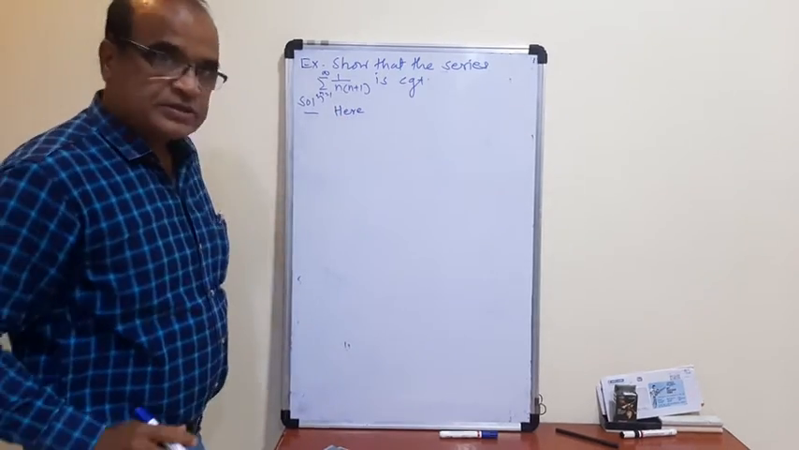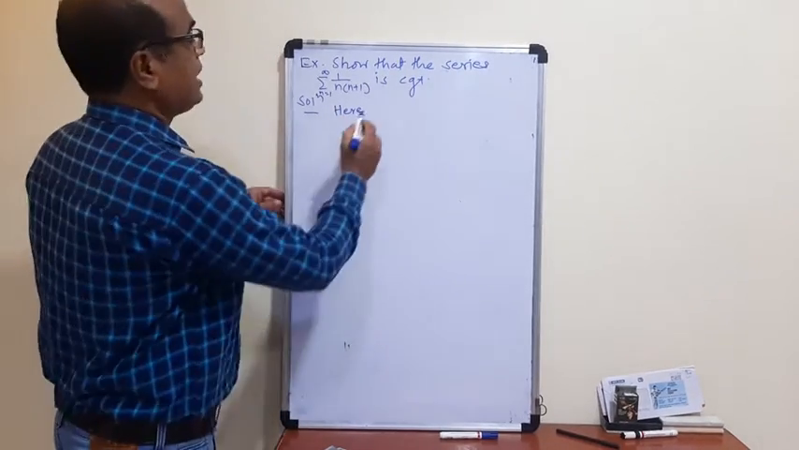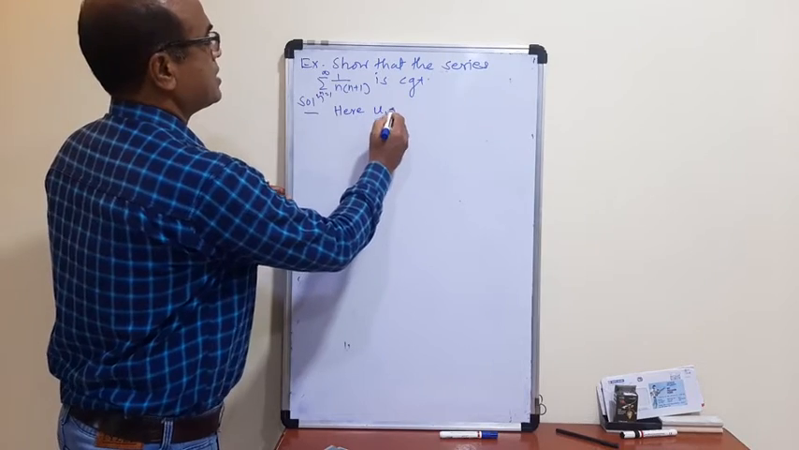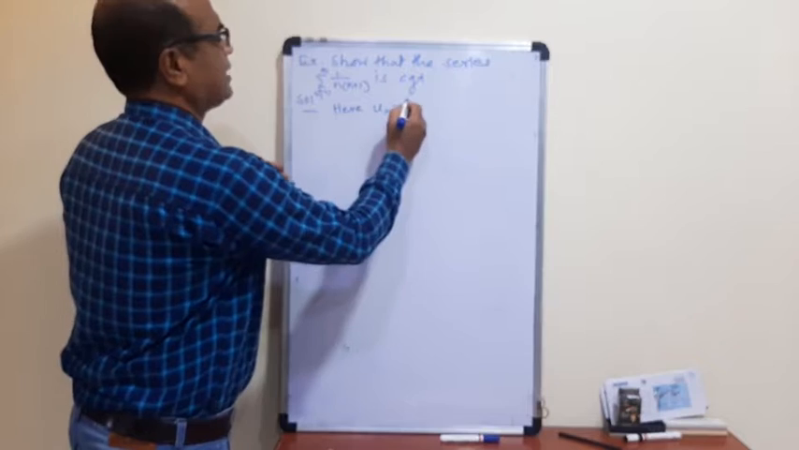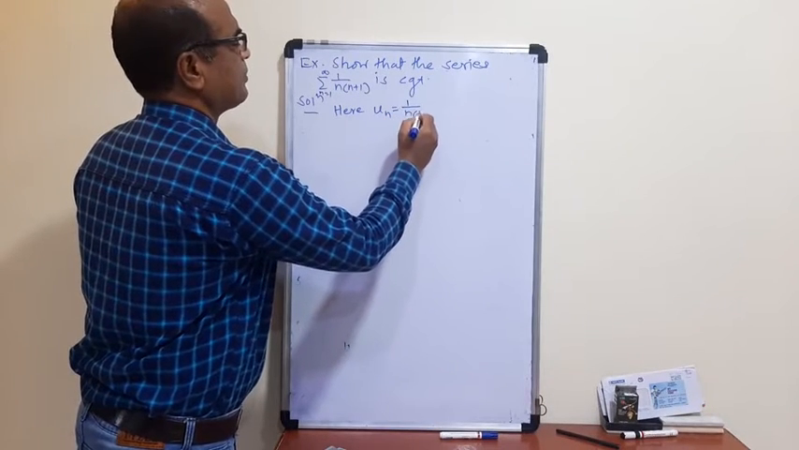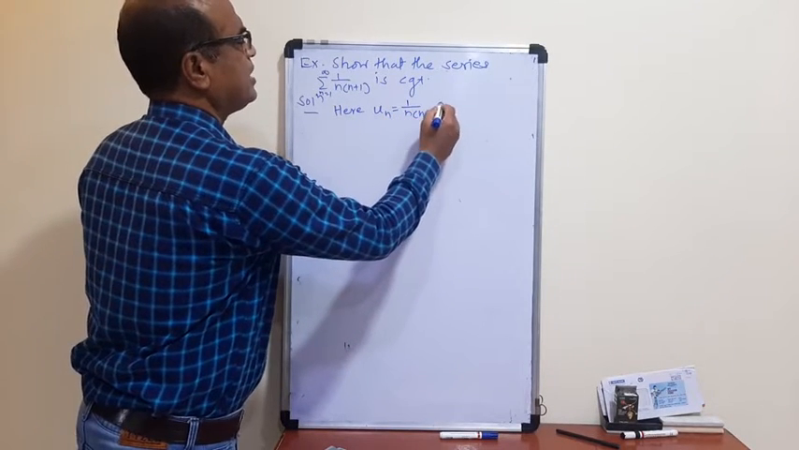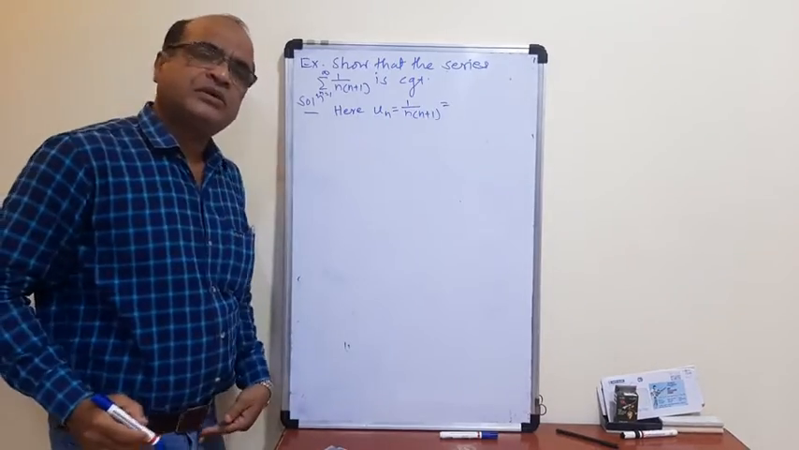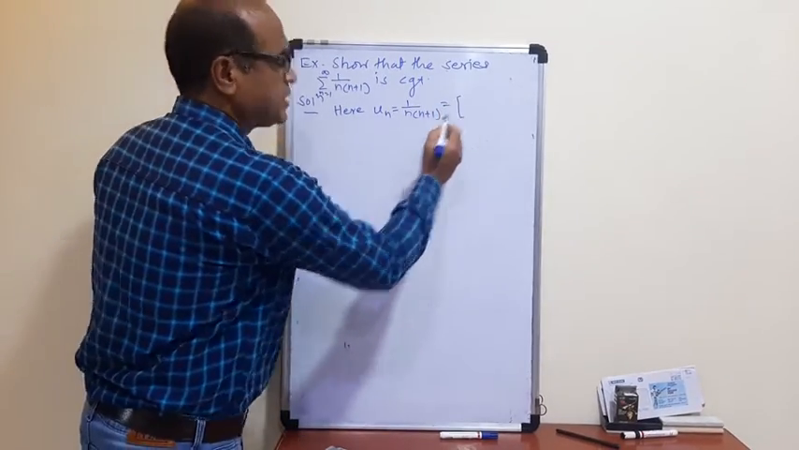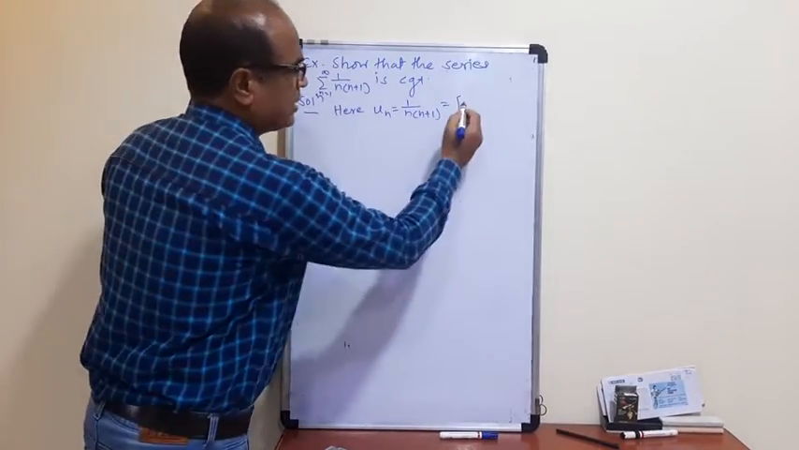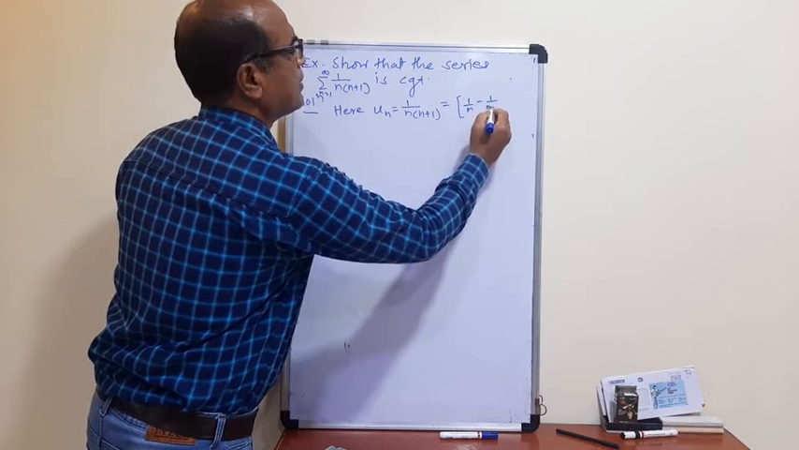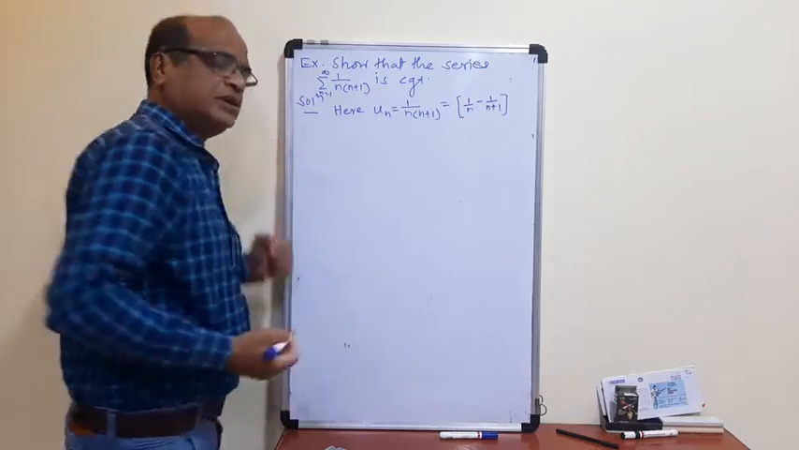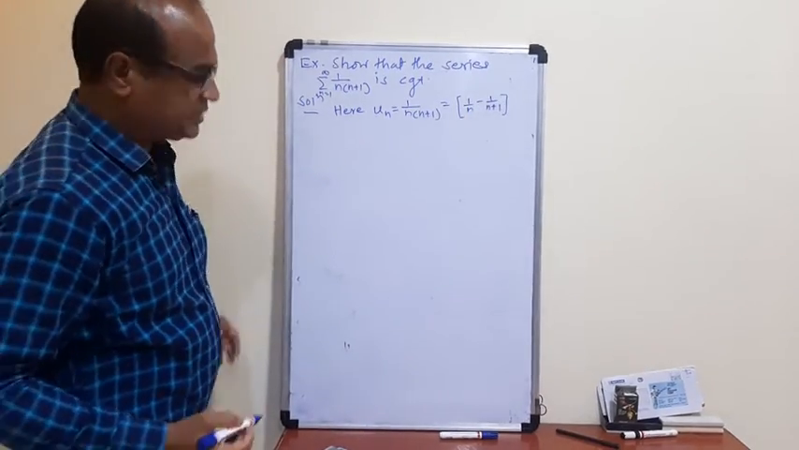So, what is Un? The nth term Un is 1 upon n into n plus 1. By partial fraction, this can be written as 1 upon n minus 1 upon n plus 1. So this is very simple.